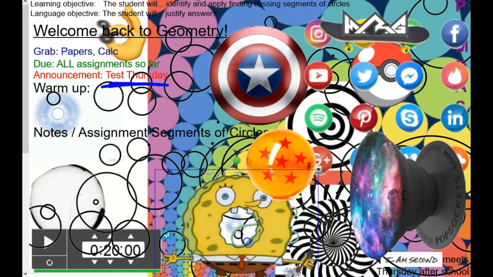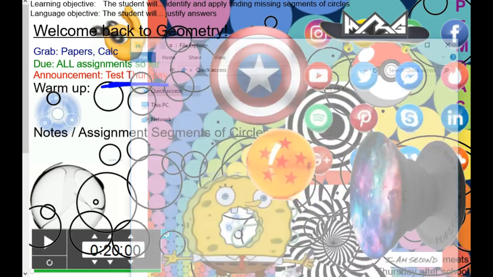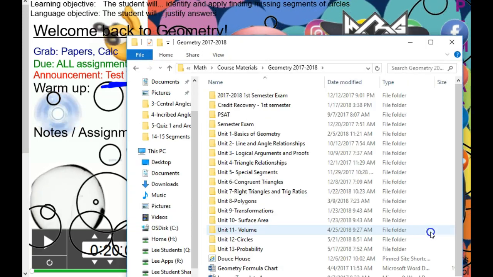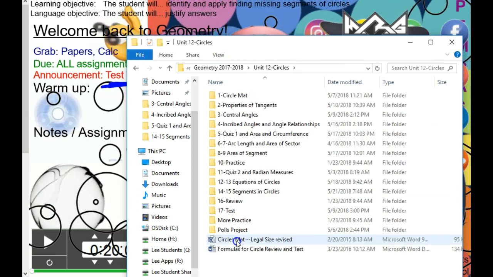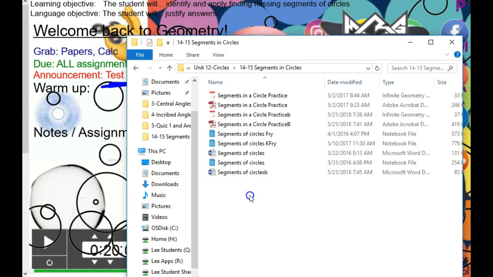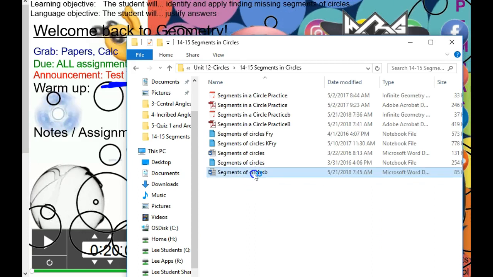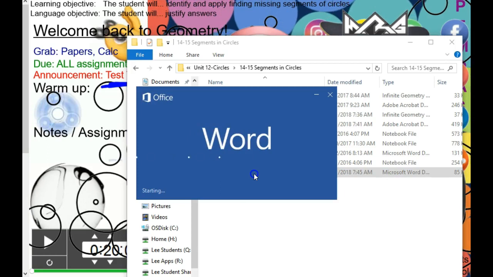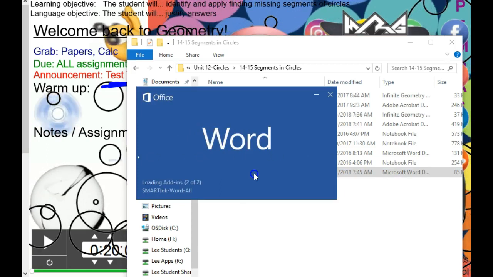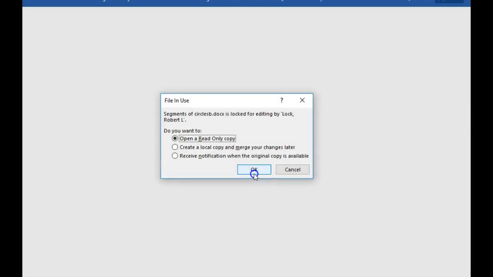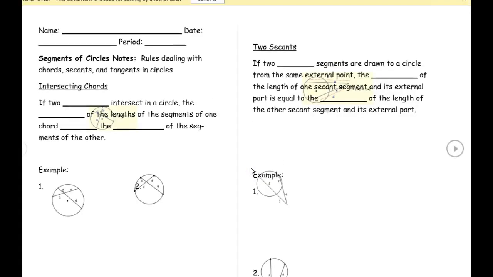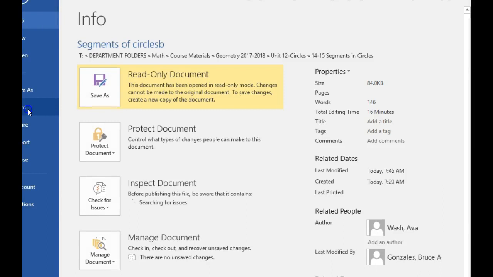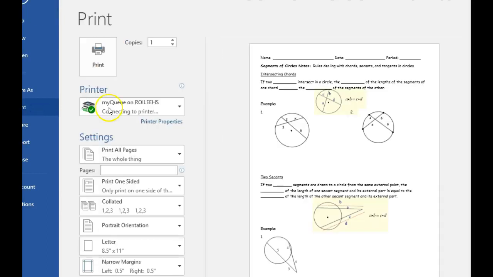Let's see here. What happened? Okay. Segment in a circle. So we're going to keep the notes as simple as we could possibly keep it, given that this stuff can be complicated. So let's do this. Sorry, it's taking forever.